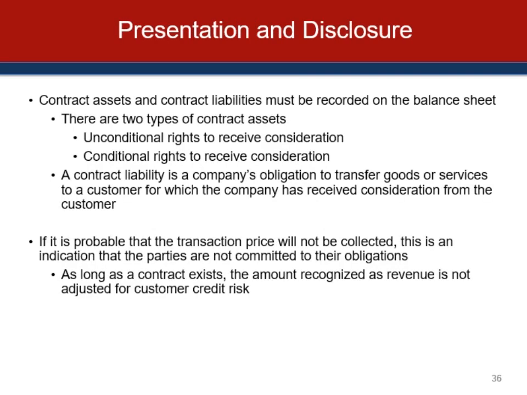Finally, presentation and disclosure issues. Companies now use an asset-liability approach to recognize revenue. So the disclosure requirements for revenue recognition are designed to help financial statement users understand the nature, amount, timing, and uncertainty of revenue and cash flows arising from contracts with customers. Companies disclose qualitative and quantitative information about all of the following items: contracts with customers, significant judgments they've made, and any assets recognized from costs incurred to fulfill a contract.